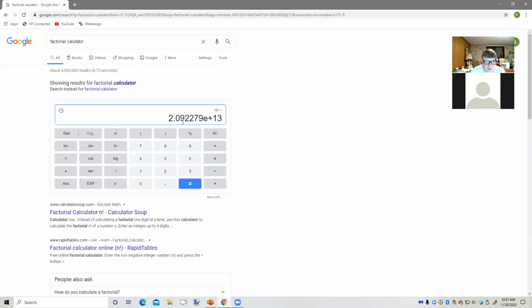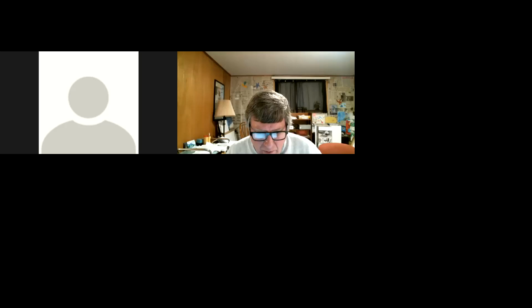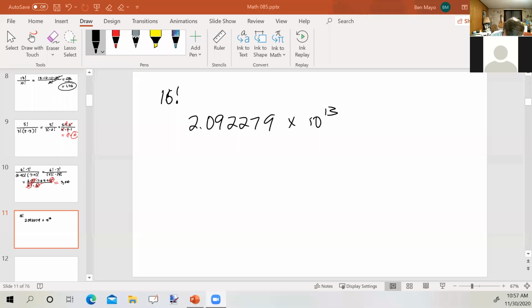Now, what is that E? This is 2.092279 times 10 to the 13th power. So let me go back here. And there would be your answer. Any more examples needed on factorials?